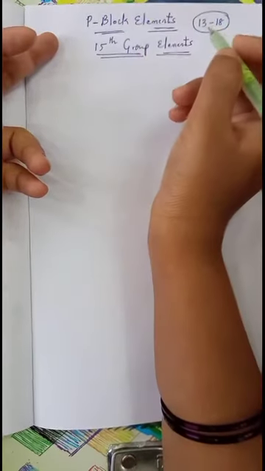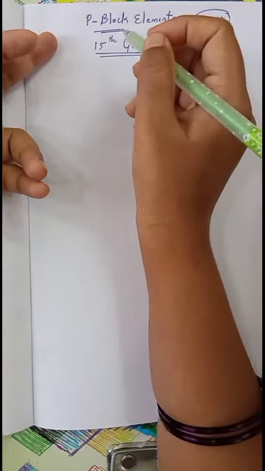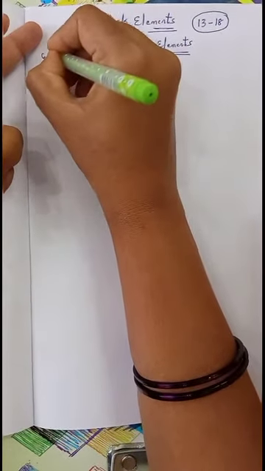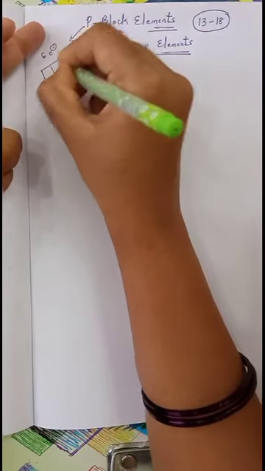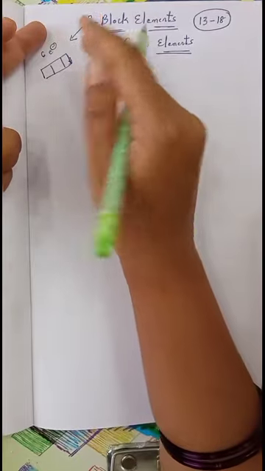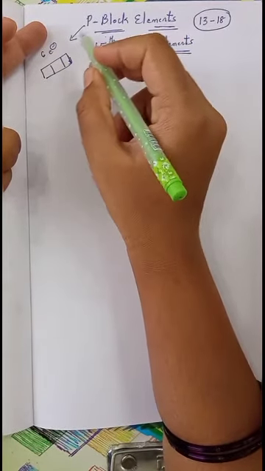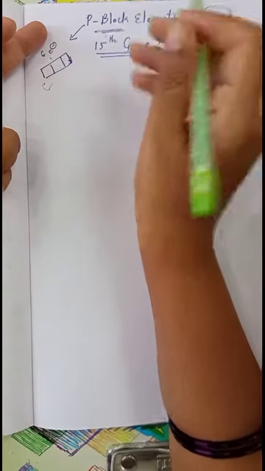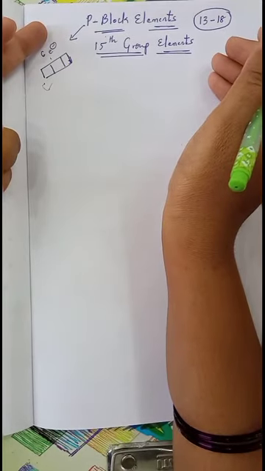Based on the capacity of the p orbital, there are 6 important groups in the p block elements, because the p orbital can fill 6 electrons. The p orbital contains 3 suborbitals. Each suborbital can fill 2 electrons. Then the total number of electrons that can be filled in the p orbital is 6. So based upon the type of configuration, it is classified into 6 important groups.